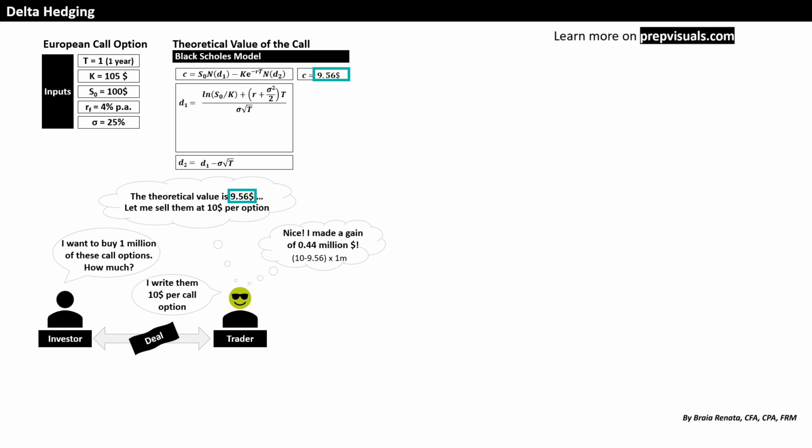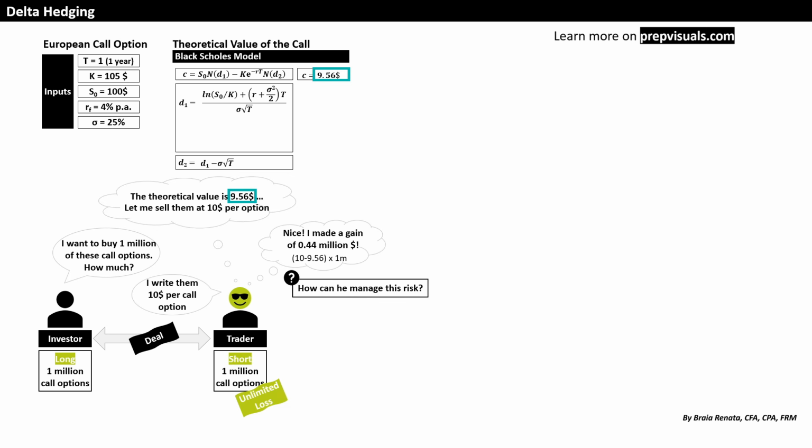But of course, things aren't that simple, because through this deal, the investor is now long 1 million call options, while the trader is short 1 million call options. And as we all know, whenever there is a short position, the potential losses are theoretically unlimited. So the question is, how can the trader manage this risk? And this is where the curriculum introduces delta hedging, which basically means to buy delta units of stock per call option that the trader is short.